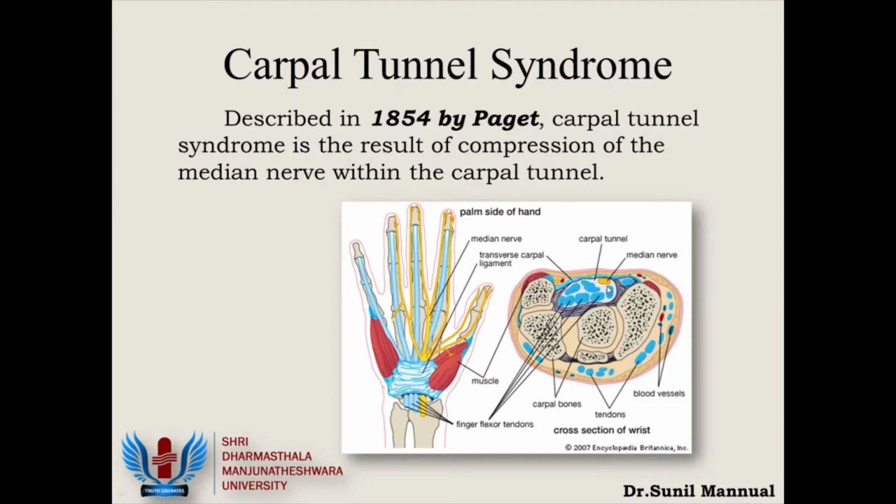So whenever there is a compression on the nerve, the chief problem that we have here is limitation or complete blockage of the axoplasmic flow. This axoplasmic flow is very important for maintaining the normal cellular health of the nerves, and this is what happens in carpal tunnel syndrome. Moving on to slide number 4.